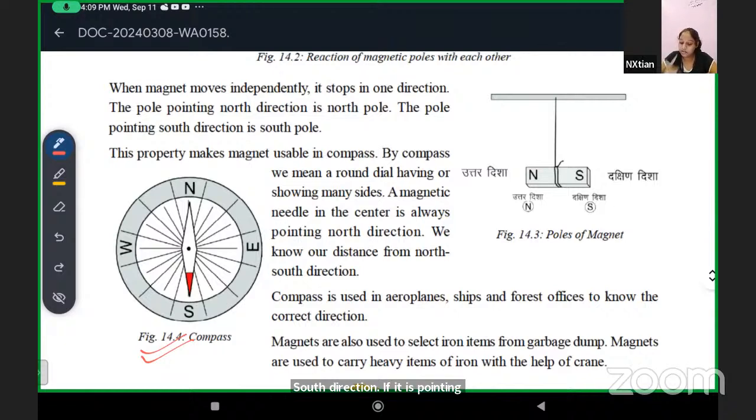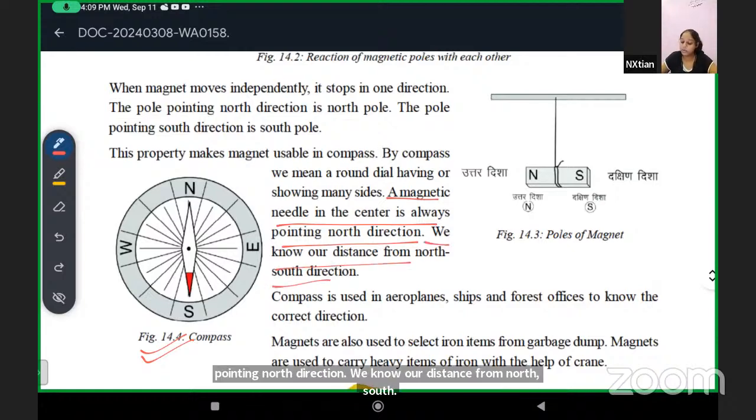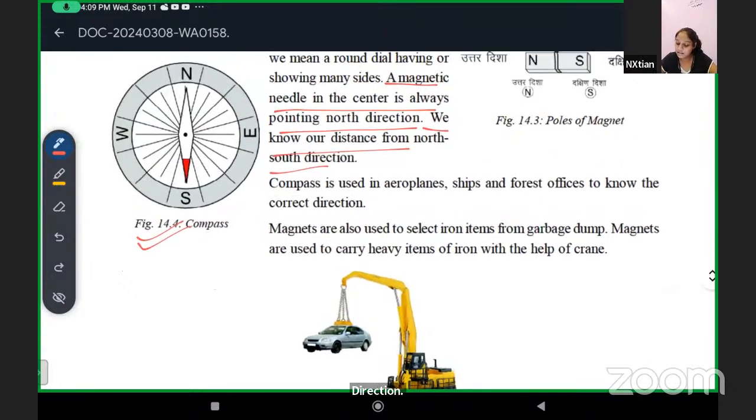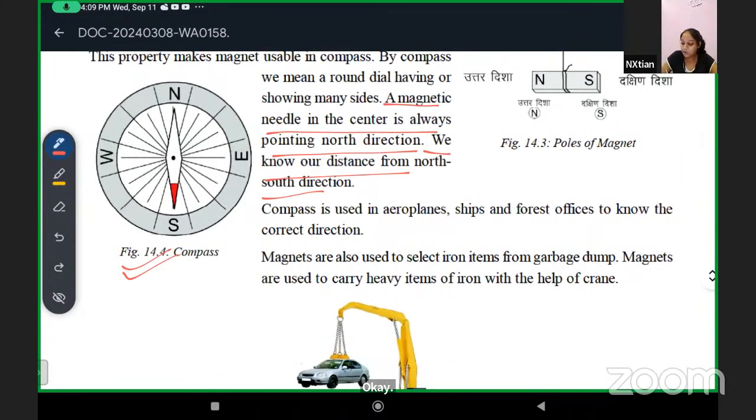By compass, we mean a round dial showing many signs. A magnetic needle is in the center, which is used to point directions, and it is always pointing in the north direction. We know our distance from north and south direction. Compass is used in aeroplanes, ships and forest offices to know the correct direction.